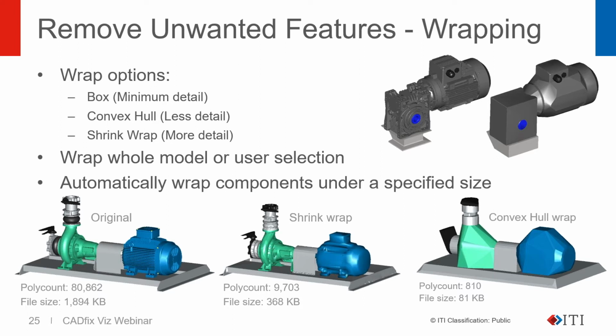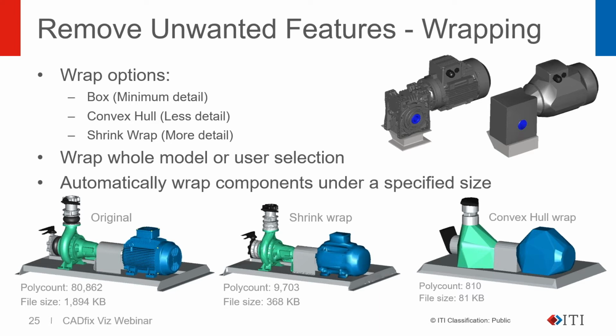We also have some wrapping tools such as convex hull wraps and shrink wraps. The best way to describe these is just to look at these pictures here. On the left, we have a pump and motor system. In our original mesh, we have 80,000 polygons. That's quite a lot, and a 2 megabyte file. By using our shrink wrap, we can see we've moved over the surface of those cooling fins, and there's some grating on the back of that motor. So the shrink wrap retains more detail, but as you can see, we've still reduced that down to 9,000 triangles and massively reduced the file size.